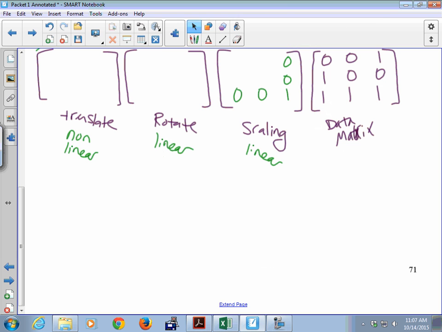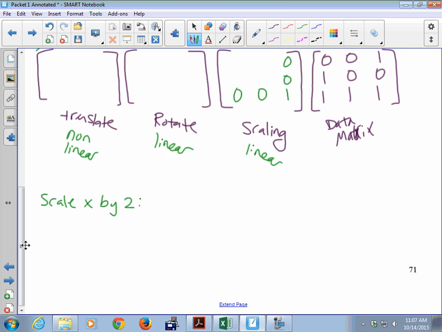Scale x by 2. In order to find the standard matrix, I have to know where 1, 0 goes and where 0, 1 goes, right? You all just did this on your quiz. So where does 1, 0 go if you scale x by 2? 2, 0. And where does 0, 1 go? 0, 1. These are the columns of your standard matrix, right? So I'm going to have 2, 0, 0, 1. That's my standard matrix for scaling x by 2.